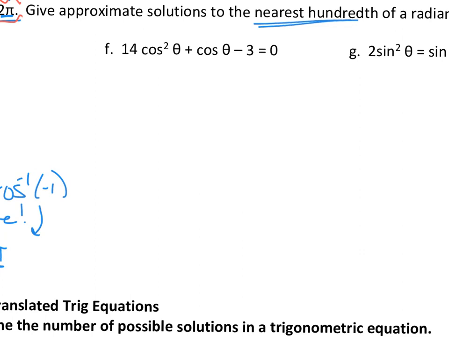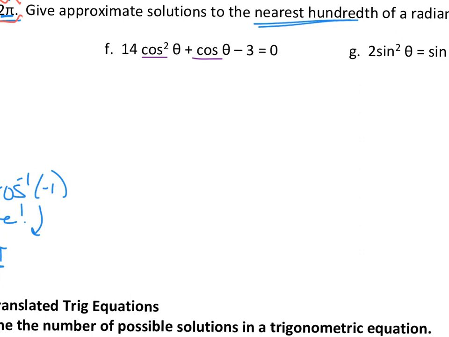Example F is going to be our first factorable scenario. We have 14 cosine squared theta plus cosine theta minus 3 equals 0. Now we have a quadratic term and a linear term. To factor these, we kind of did this back in 7a. What I'm going to do instead of having cosines is just replace them with x's.